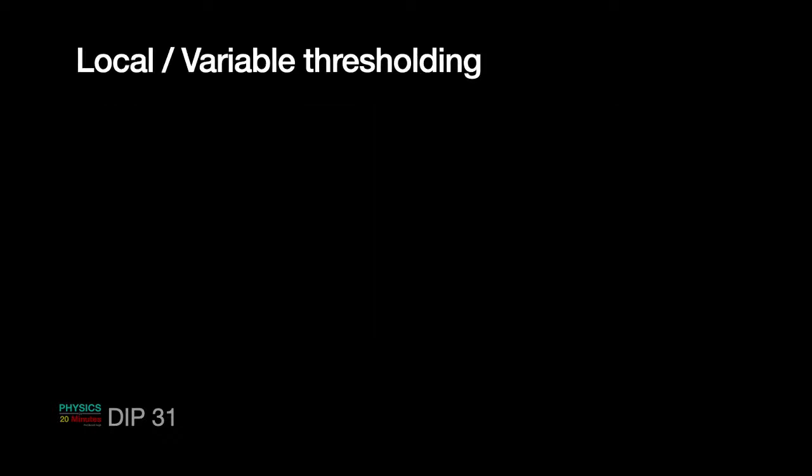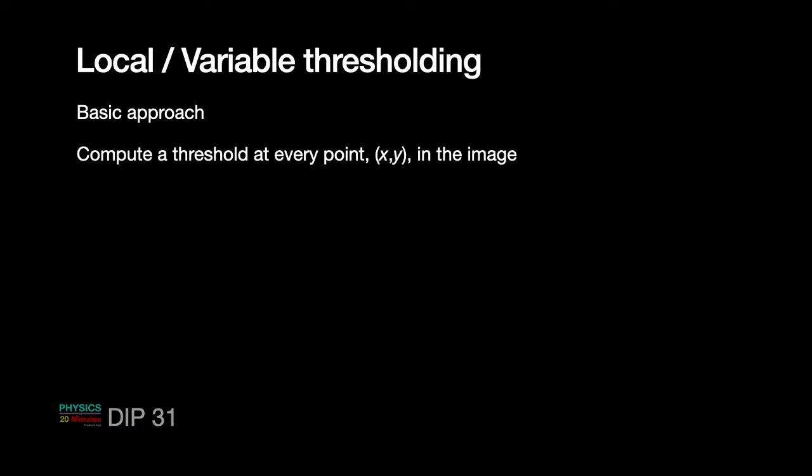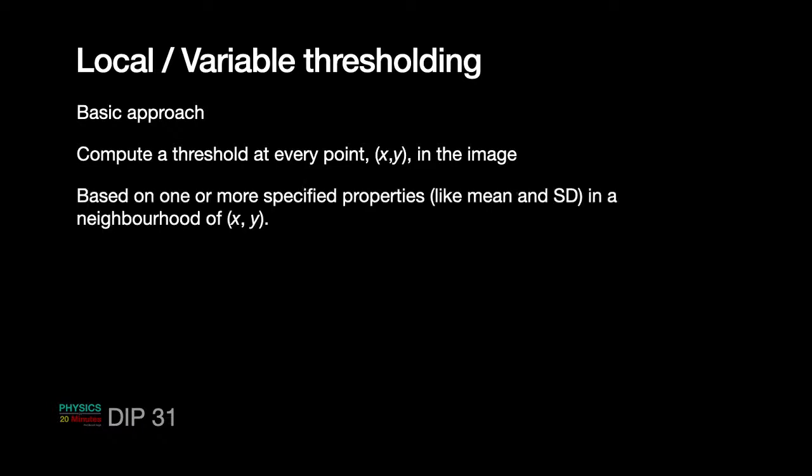Now the last topic of the day, and that is local or variable thresholding. So what is local or variable thresholding? Remember, the basic approach is that instead of calculating the threshold globally, we calculate the threshold at every point depending upon the properties in the neighborhood of that point.